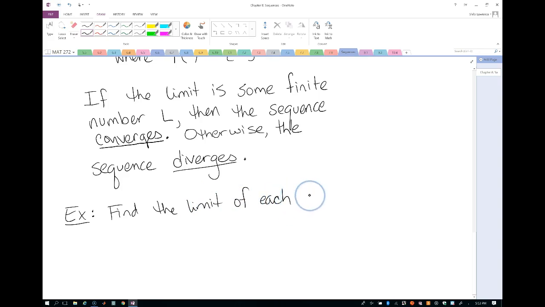So we're going to try to find the limit of a couple of sequences. And how we do that is not new. Like I said, it's exactly the same way we did it in Calculus 1. If for some reason we can't find the limit, that means it diverges. So we want to find the limit of each sequence, or state that the sequence diverges.